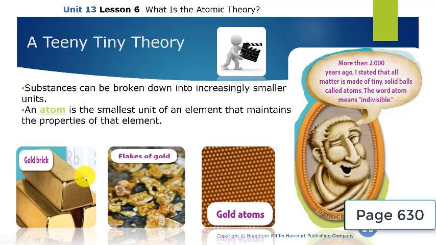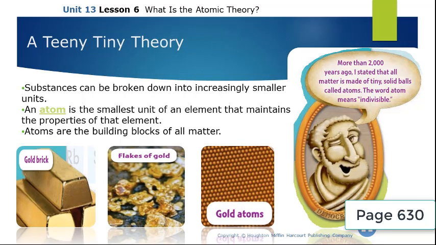If you see an example, I divided the block of gold into flakes of gold, and we continue dividing into smaller pieces, and they continue being the same element. It is still the same element, atom. In this case, it's still gold.